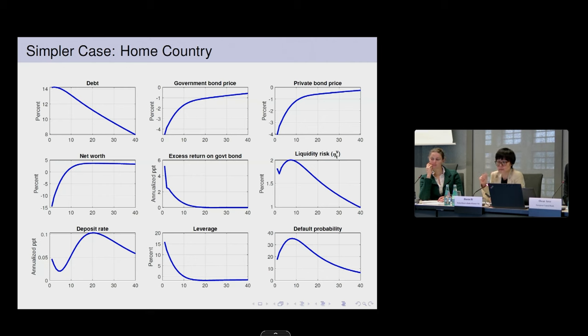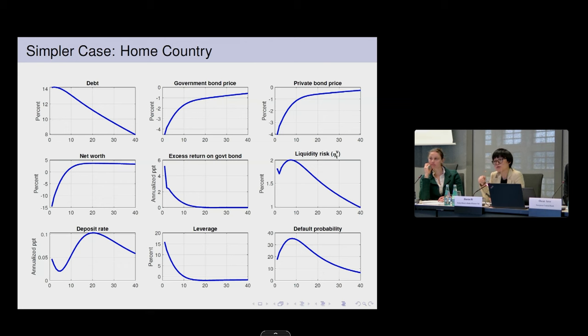One is default probability, which is shown at the bottom right here. As the debt goes up, the default probability goes up. So when the default probability goes up, the banks expect that they may take a haircut in the future, which can further contribute to tightening conditions here.